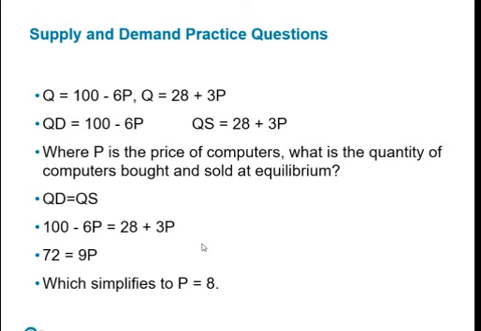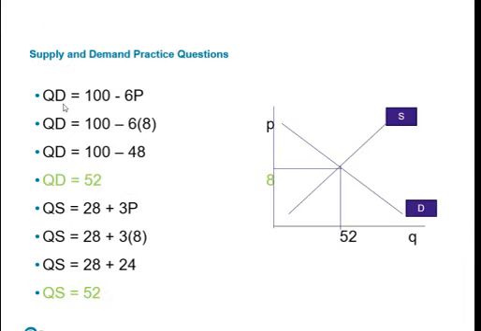Now we have to check whether our answer is correct or wrong. We simply put this P into both equations, QD and QS, and the quantity answer must be the same. In the first equation we have QD equals 100 minus 6P, and we put the price here instead of P. These two terms are multiplied. When we multiply 8 with 6, we get 48, and when we subtract 48 from 100, the remaining answer is 52. So quantity demand is 52.